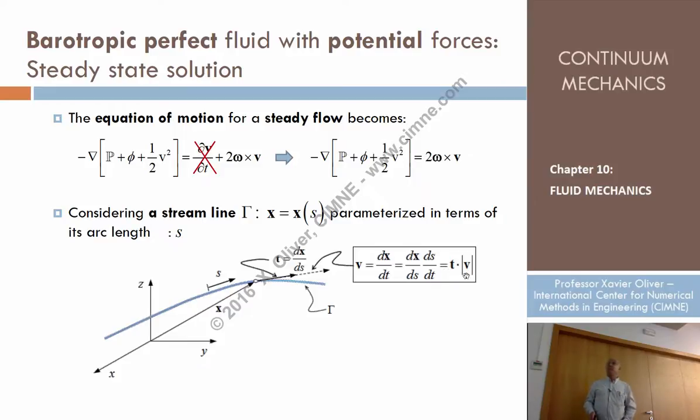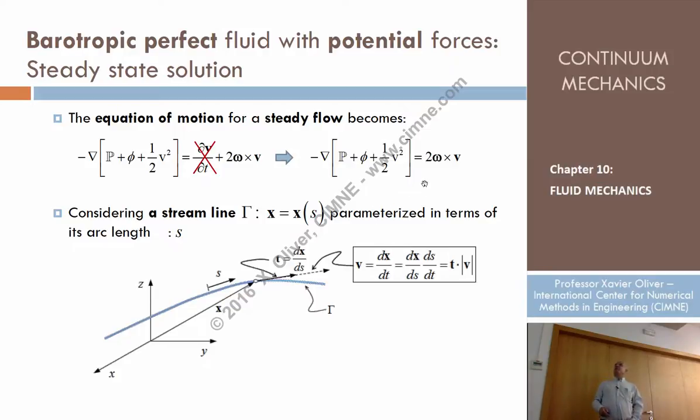But on the other hand, if I consider that the velocity is the differential of x with respect to t, then since s is changing along time, dx/dt is dx/ds times ds/dt. Now dx/ds is the tangent vector t, and ds/dt is the modulus of the velocity. So that is just geometrical considerations from the fact that this is a streamline, a path line. It's the same.